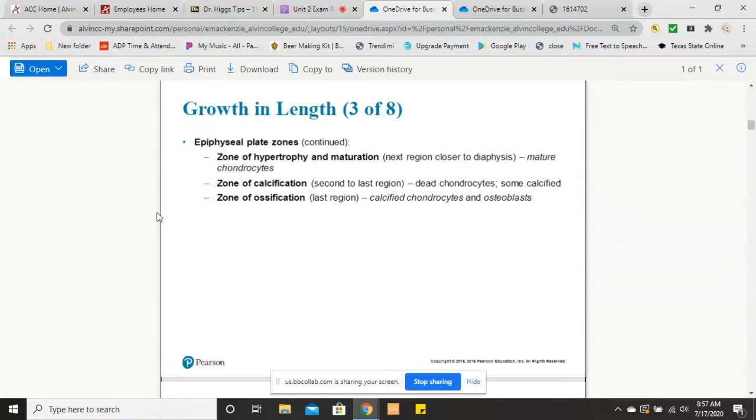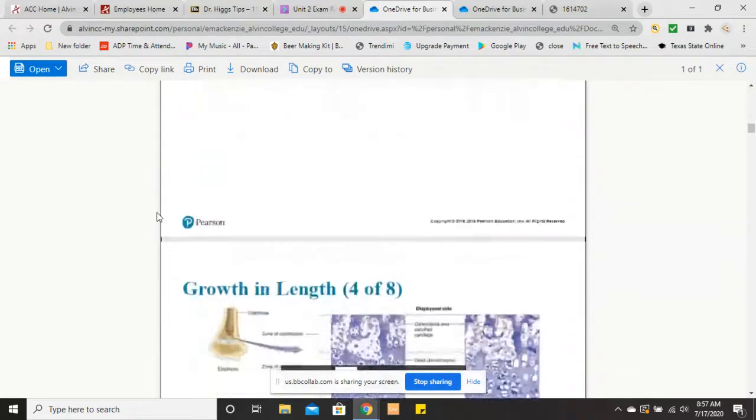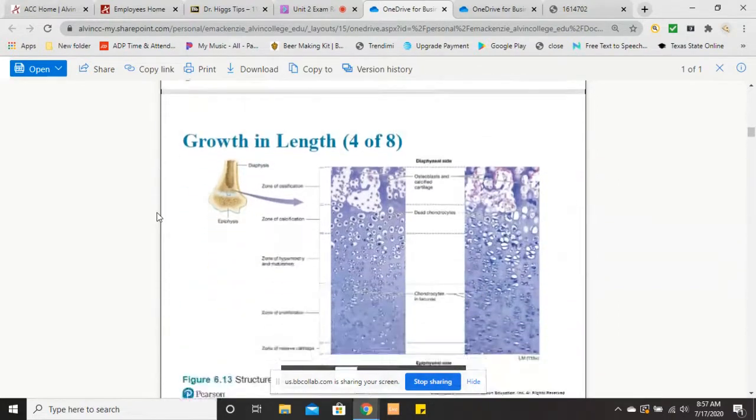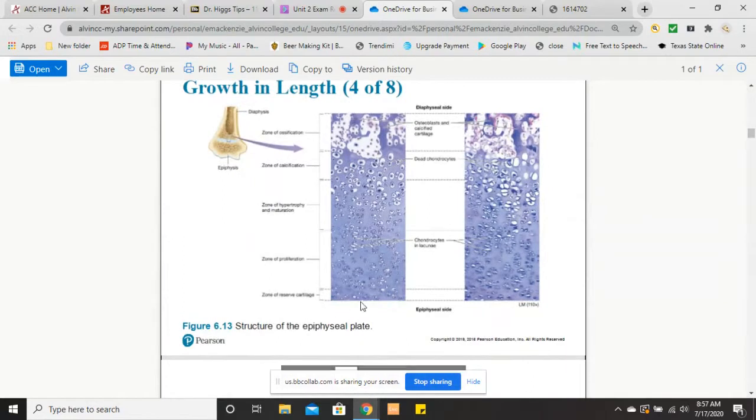Okay. So let's go through them and talk about what happens in each zone. And here we see them. Starting on the side closer to the epiphysis is the zone of reserve cartilage. Here is where your cells aren't doing anything. They're the reserve. This is where you're going to begin to recruit cartilage cells from. So they're kind of resting here, waiting to be recruited. And once they're recruited, you'll move into the zone of proliferation.